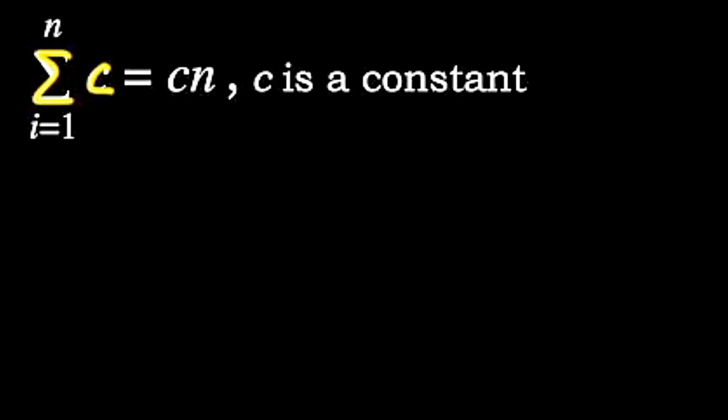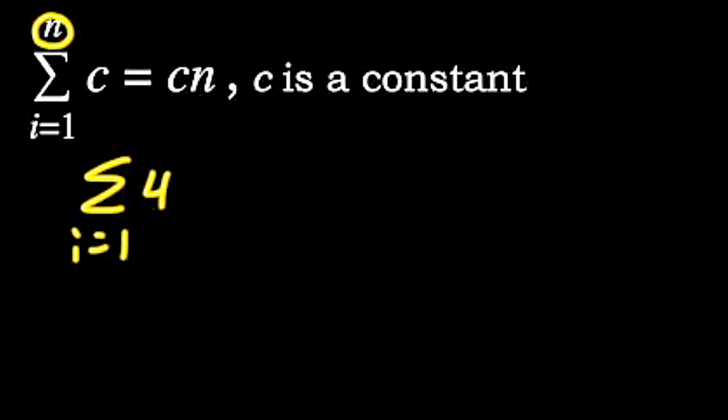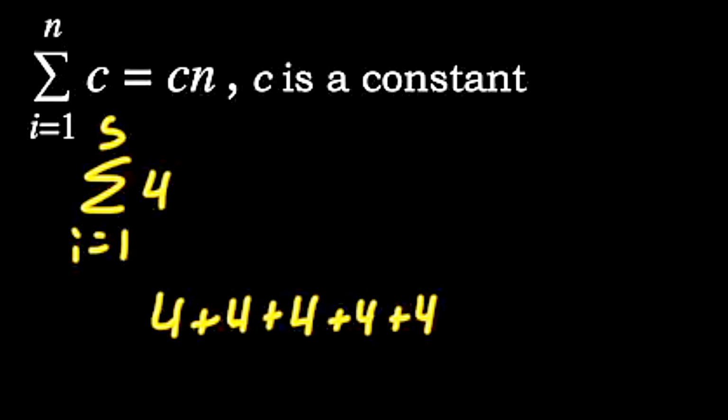This first one says sigma of c, and c is just some constant, so some number. So if I was adding up the same number over and over, let's look at an example: add up a bunch of 4s from i equals 1 to some number n, let's say 5. This means I'm going to take the number 4 and keep adding it to itself from 1 to 5. So that would look like this, and that's just 5 4s. So 5 times 4, and that's what they're showing you here. Just take the constant that you're adding and multiply it by the top number, the upper limit.